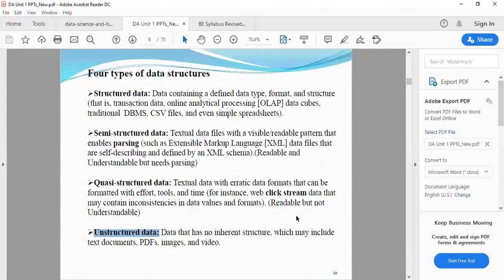Now we will see the second type of data structure. Second type is semi-structured data. This data is readable but not understandable. Textual data files with visible, readable pattern that enables parsing. Parsing data files that are self-describing and defined by an XML schema. Okay. Means it needs parsing. This data is readable but not understandable.